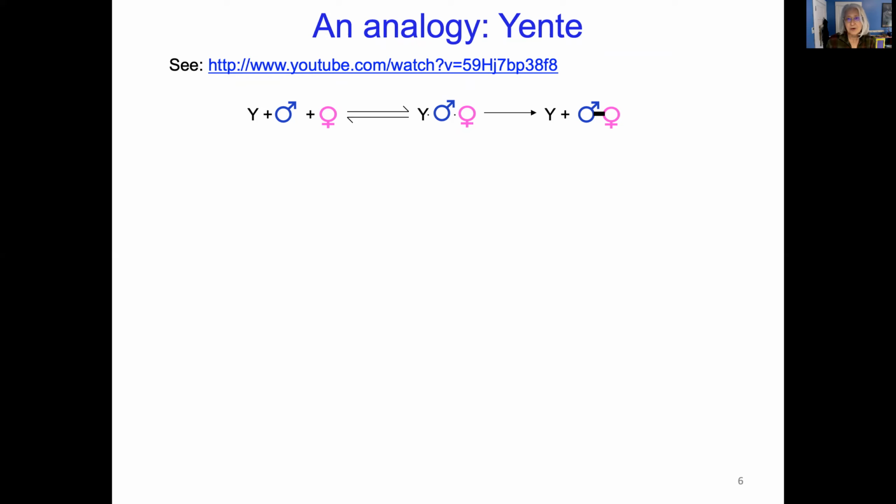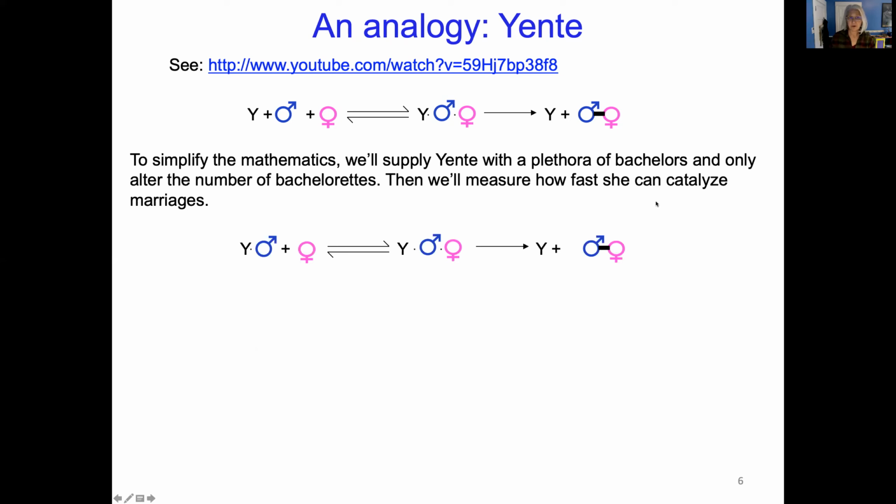And so in our reaction, we have the matchmaker, Yenta, with a man and a woman, and she is working together with them in order to catalyze a marriage, right? So we have a product formed here, one marriage, and Yenta now can go on and work with another male and female to catalyze another reaction, okay? So that's our analogy here, okay.